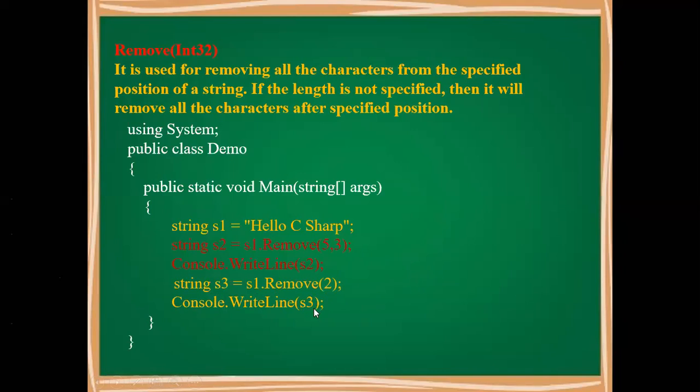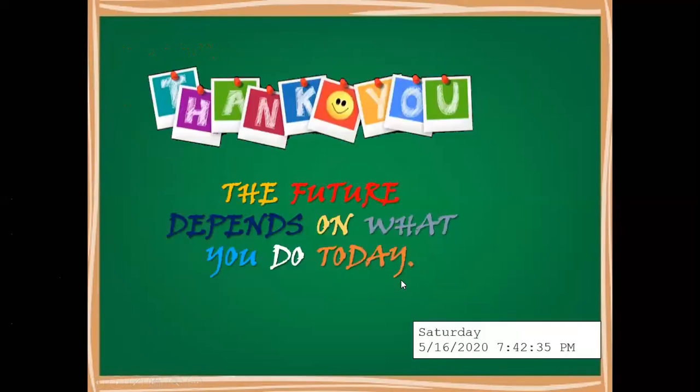You understand? It will just print an H E. You can find out the output. Hello C sharp. Why is this word combined? Because here we removed the empty space, the C, and the space after the C as well. So it becomes a single word without space. And here we removed everything after the second position, so only H E remains. So this is all about the string for the day.